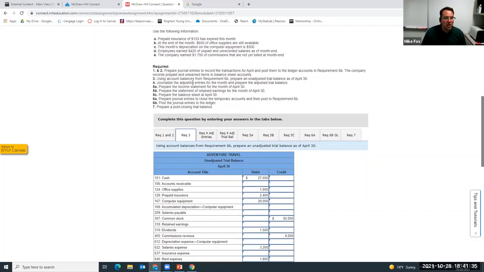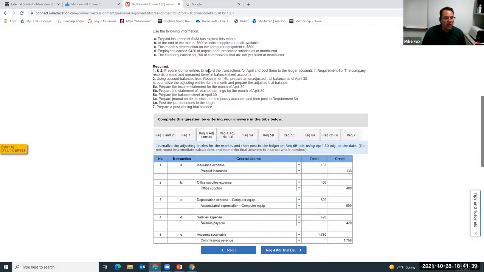Requirement 4 is to journalize the adjusting entries for the month. So here we have to look at each of these. We say, okay, prepaid insurance of $133 has expired this month. I just learned in Mr. Fox's incredibly gifted lecture that adjusting entries for prepaid insurance are always going to be a debit to expense and a credit to the asset. So this one says $133 expired, so I'm going to debit insurance expense, credit prepaid insurance at the end of the month.